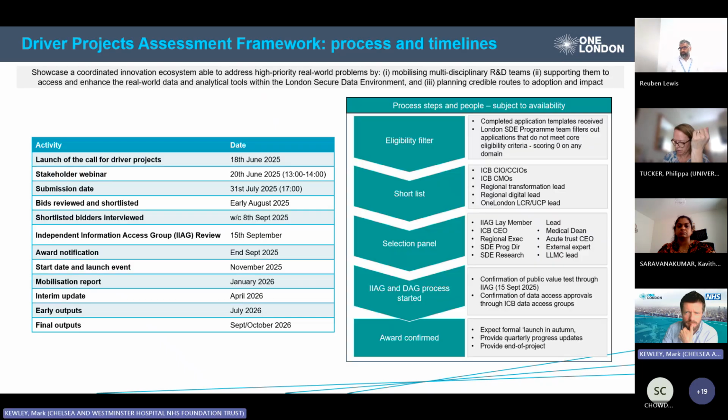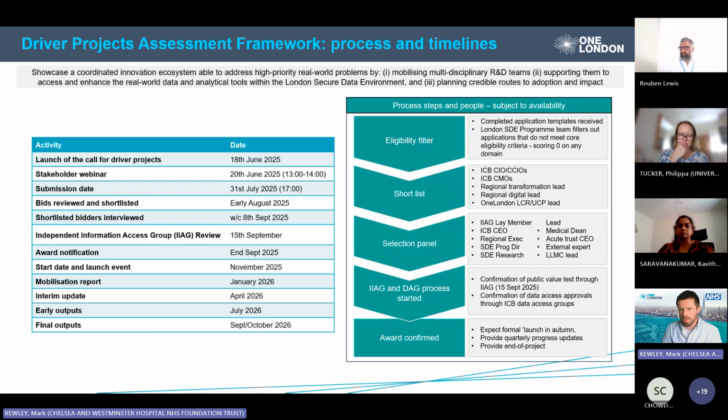I'm just going to quickly give you a sense of the process, and this is, in a sense, subject to absolute confirmation, but the timelines on the left really would be to say that we are looking for submissions back using the template that's available on the website by the end of July. In terms of the process from that point, using a slightly more elaborated version of the framework I've just talked through, the core program team will do an eligibility filter so that we can present a long list to system colleagues from ICBs, that would be the CIOs, the CCIOs, a section of CMOs, to do some shortlisting.